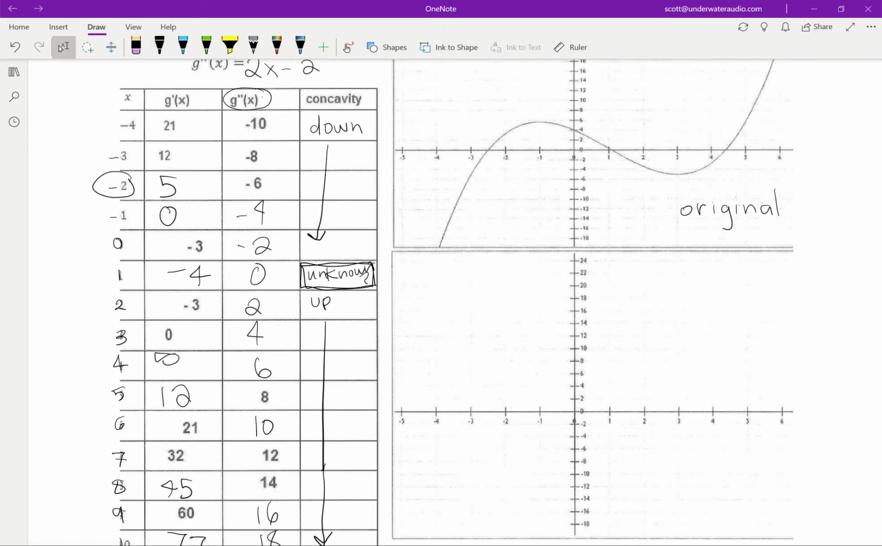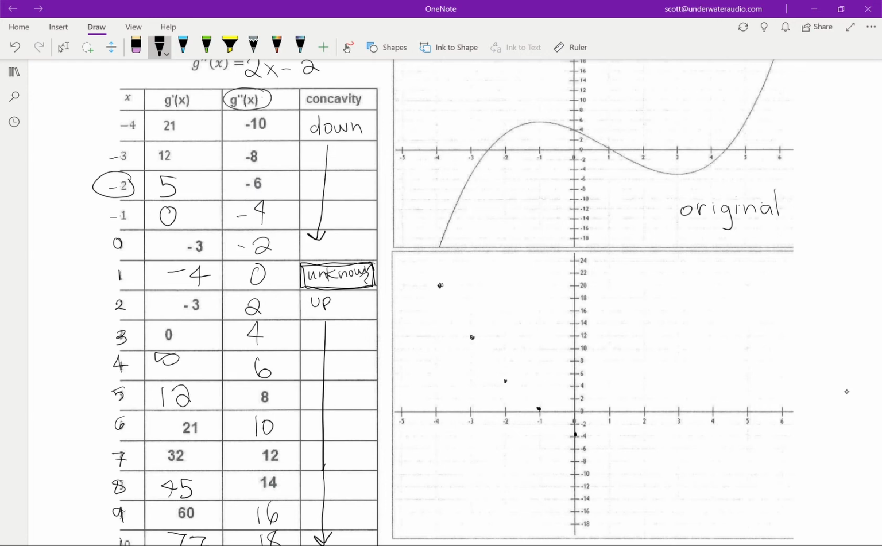Okay, now I'm graphing the derivative. This one is a little bit more complicated because it's not a straight line. So I'm going to plot points a little bit more than I had before. -3, 12, -2, 5, -1, 0, 1, -4, 2, -3.